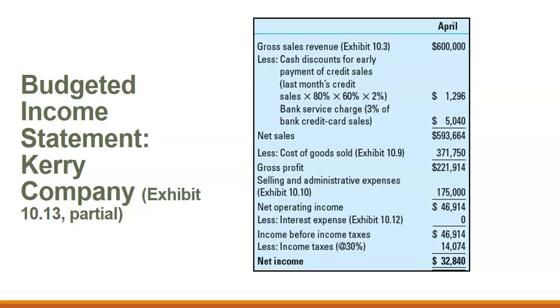So we have our gross sales revenue minus any discounts for early payments and bank service charge, which gives us our net sales. We then have our cost of goods sold off of the cost of goods sold budget. We have our selling and administrative expenses off of the selling and administrative budget. And then we have any interest expense that we budgeted, and that gives us our income before income taxes. Then we have our income tax expense and our net income.